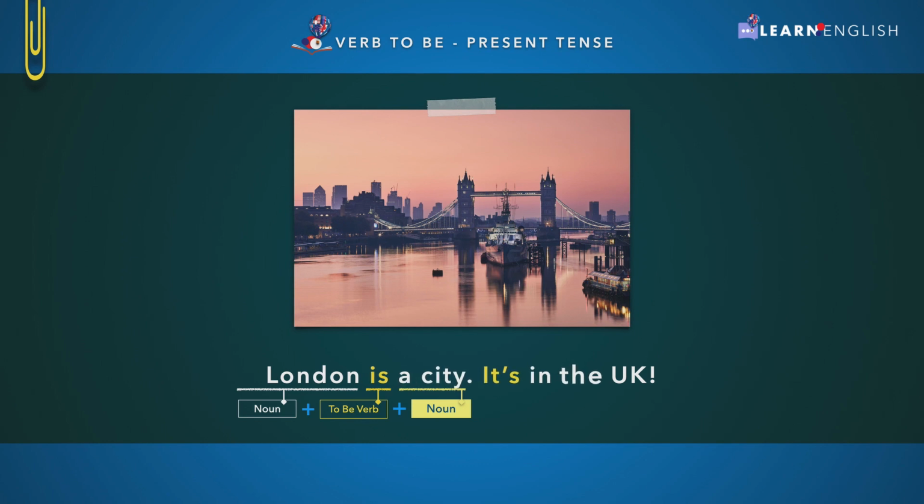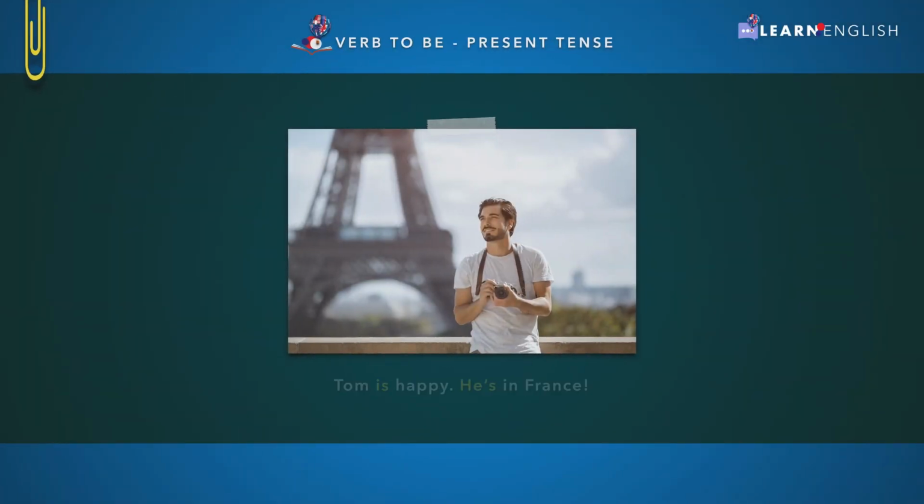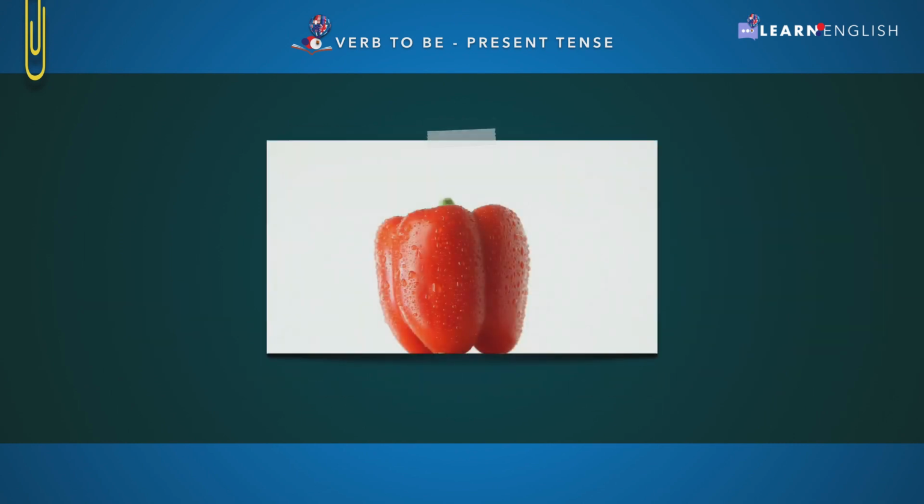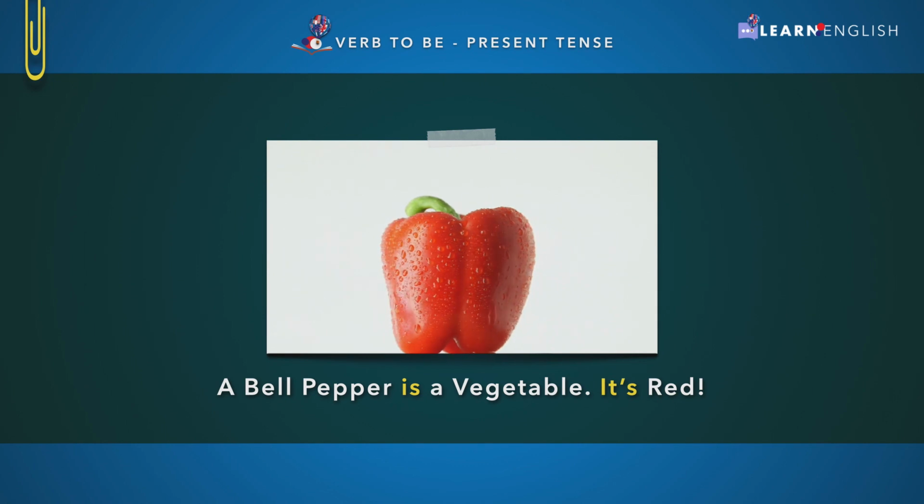Okay, let's see different examples. Repeat after me, in singular. Tom is happy. He is in France. A bell pepper is a vegetable. It's red.